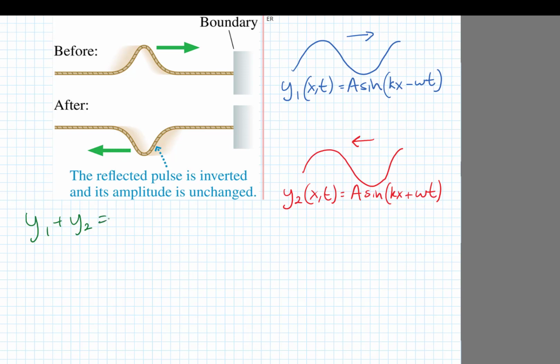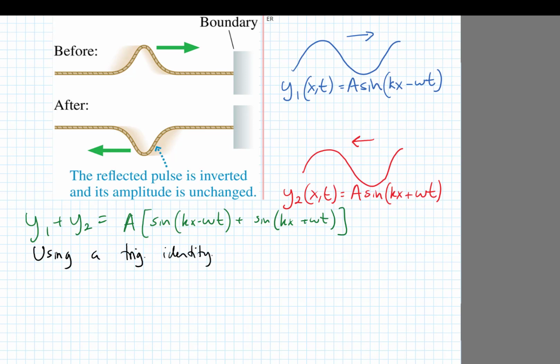y1 plus y2 gives us the resulting wave, and so we factor out amplitude a, and we have the two equations, sine of kx minus omega t plus sine of kx plus omega t for the wave traveling to the left. Again, we'll use a trigonometric identity to simplify this. And here we can see that we have the sine of something in here called alpha, and we'll call this thing in here beta, since they're different.